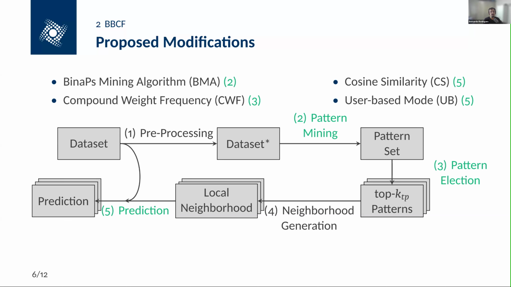Finally, we experimented with the prediction step itself. We tested both user and item-based KNNs combined with different similarity measures like cosine similarity, as opposed to the adjusted cosine, which is the one used in the original implementation. So by mixing these options, we created 8 different variants of the BBCF and tested them against other standard global benchmarks in the recommender system ecosystem.